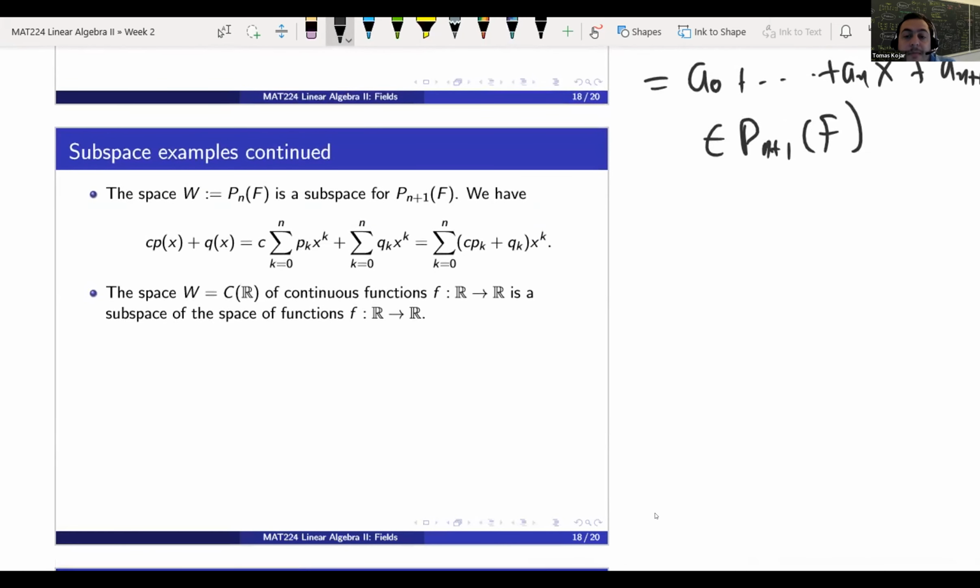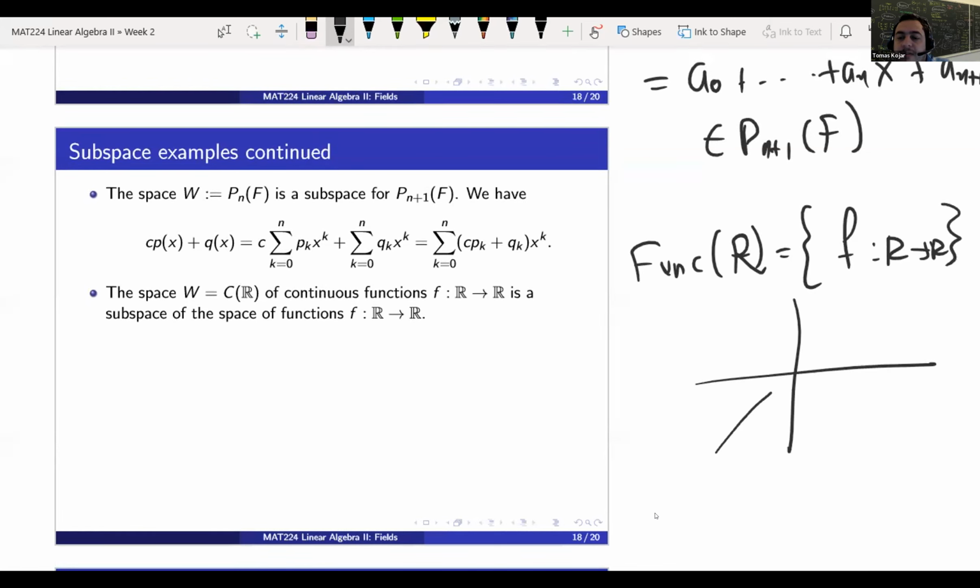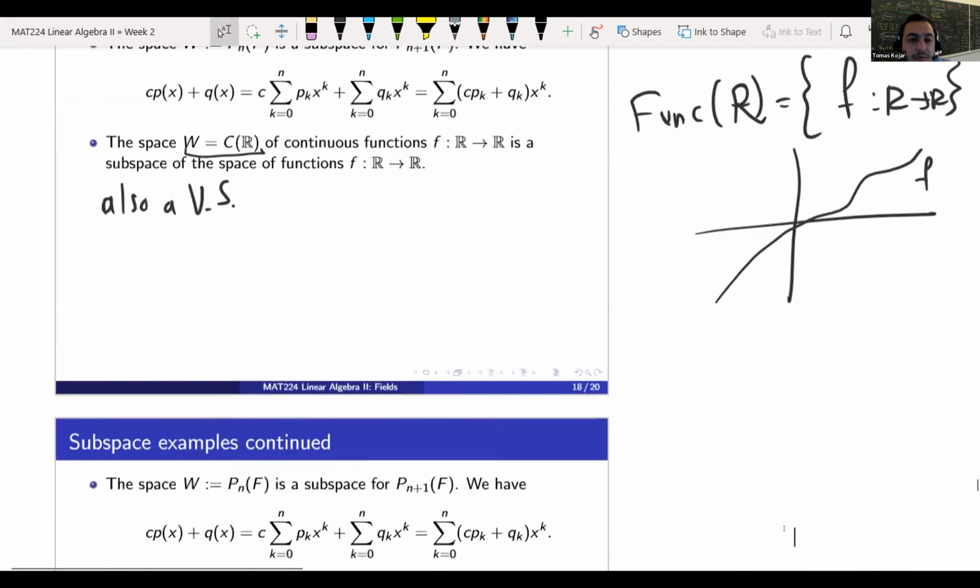So remember we had this Func(F), which were all the functions from R to R. Let me write R here. Things of this form, like this. And now we claim that the space of continuous functions is a subspace, so it's also a vector space. That's the claim. Okay, so let me do a quick review, first of all, of continuous functions.